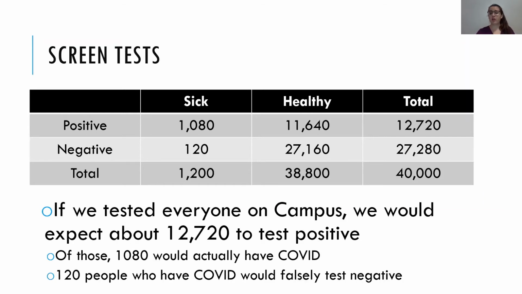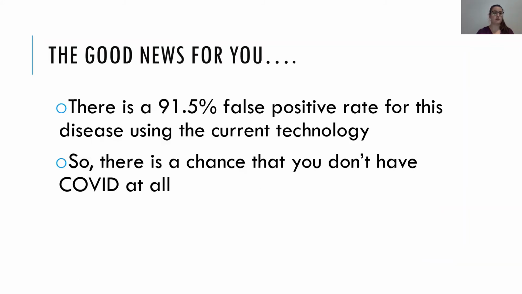If we look at this all together, if we tested everyone on campus, we would expect to see about 12,720 people test positive. Of those, 1,080 would actually have COVID. That means we're going to have a decent amount of people who test positive for COVID but don't actually have it, and hopefully not too many people who have COVID and get a false negative. So in some way, this is a little bit of good news, right? There's a 91.5% false positive rate for the disease using our current technology. So there is a chance that you might not have COVID after all, even if you do test positive.